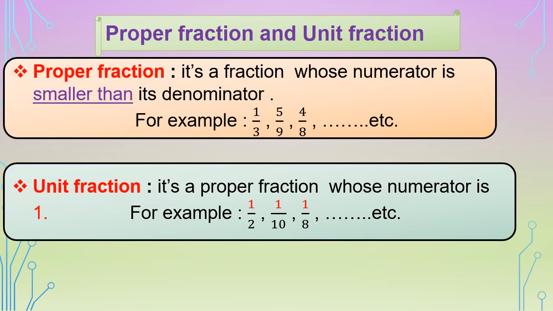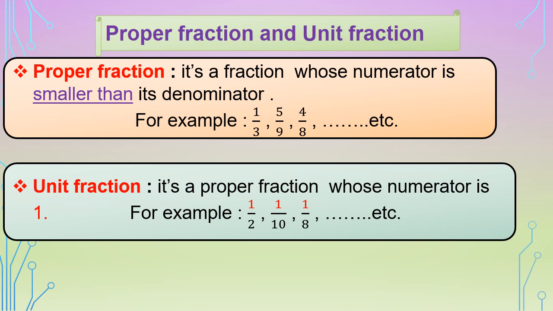Let's learn a new topic about proper fraction and unit fraction. These types of fractions. Proper fraction. What about proper fraction? It's a fraction whose numerator is smaller than its denominator. Okay, it means the number on the top must be smaller than the number on the bottom. For example, 1 over 3, 5 over 9, 4 over 8, 6 over 10, and so on.